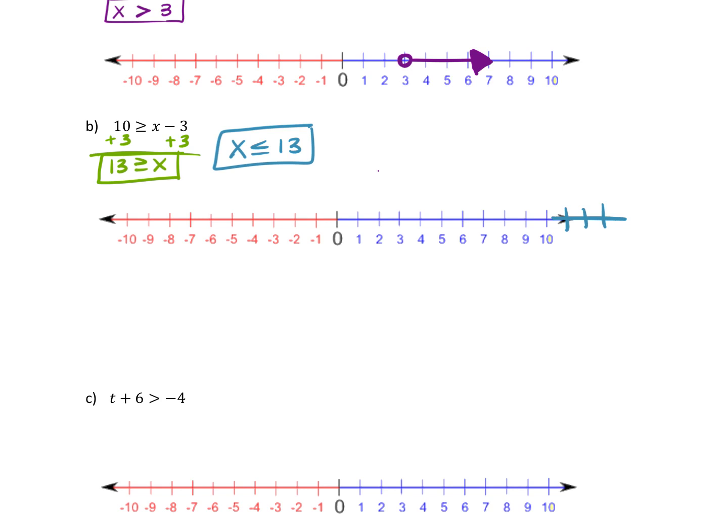Is this open or closed? Why? That equal to bar, right? That means it could equal 13. So here's 13, so you're going to put a solid dot. Which direction does your arrow go? To the left. It is less than or equal to. So you're going like this and shading that in.